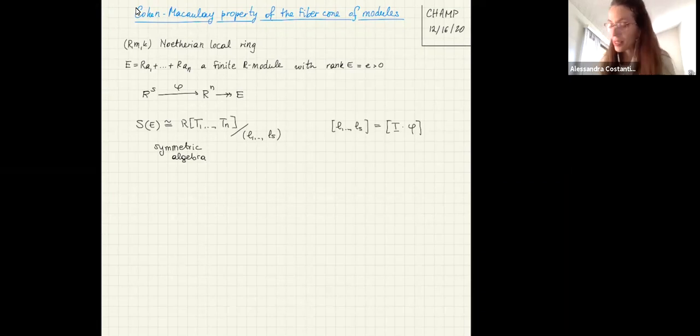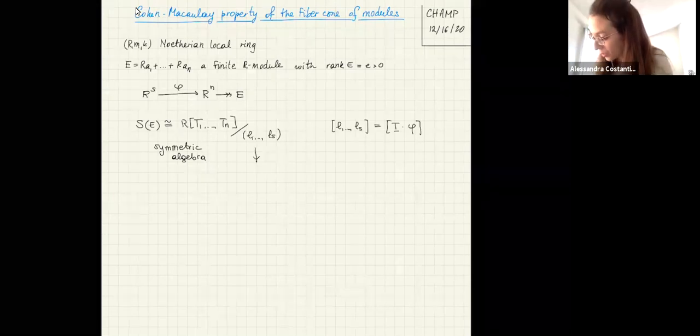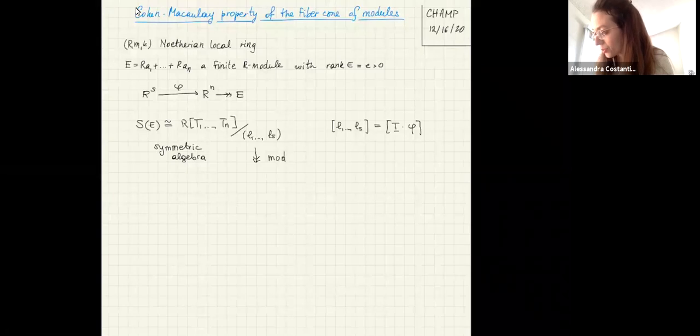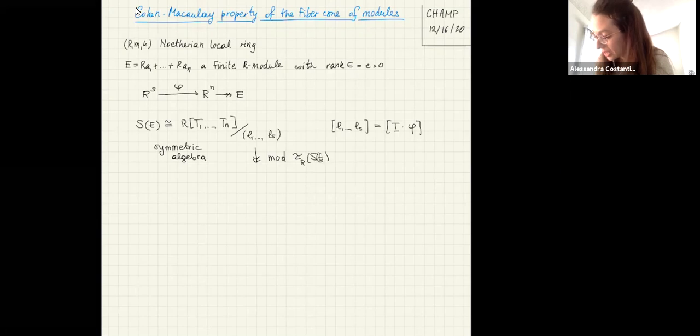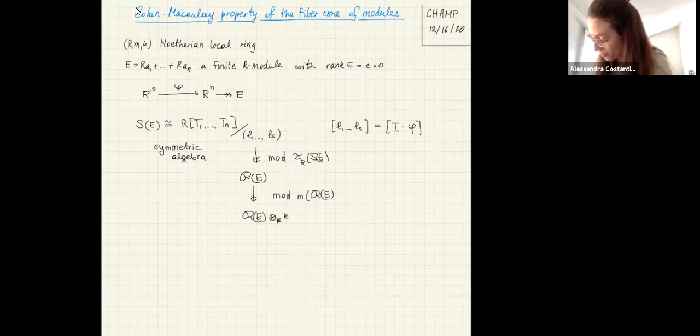And from the symmetric algebra, what we do is that we go modulo the R-torsion submodule. And that's where the Rees algebra comes in. And then the last thing we do is we go modulo m times the Rees algebra of E, or if you want, we are tensoring with the residue field over R. And that's going to be what we call the fiber cone. So this was the Rees algebra.